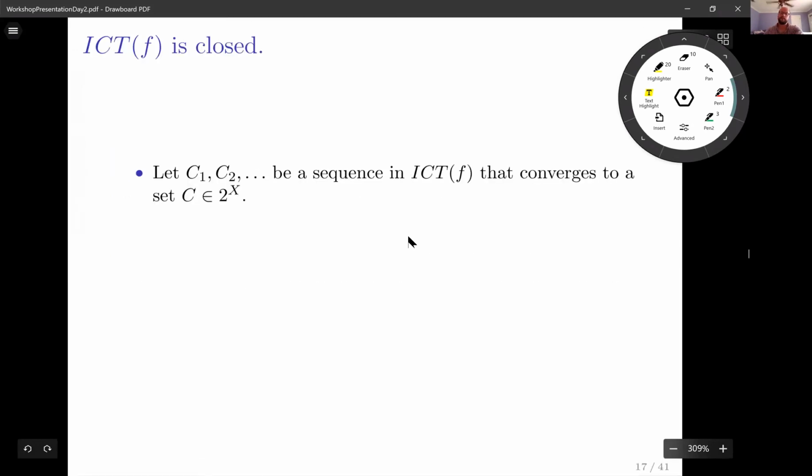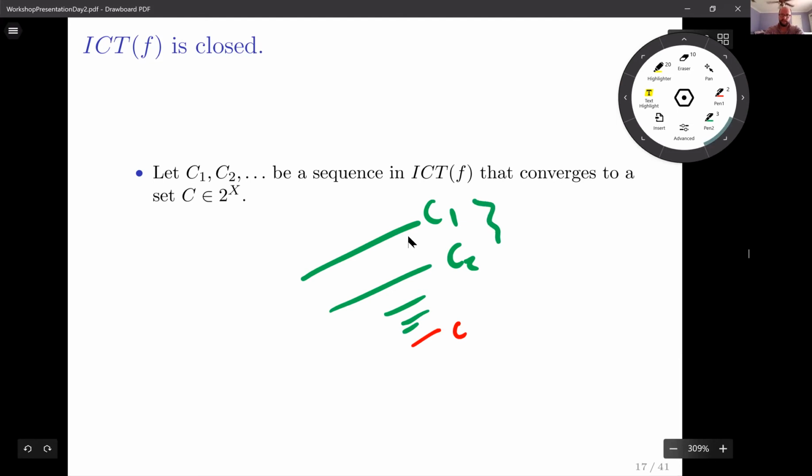All right, so let's first prove that the collection of ICT sets is closed. What we're going to do is prove that the collection of ICT sets contains all of its limit points. So let's take C1, C2, C3 to be a collection of ICT sets that converge to a set C, which may or may not be ICT. So we have C1, which is ICT, C2, which is ICT, C3, and they limit to something called C, and these are all ICT, and this one is maybe ICT. Let's see if we can prove that.